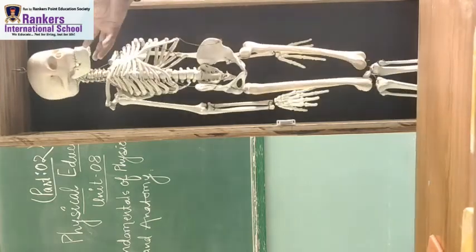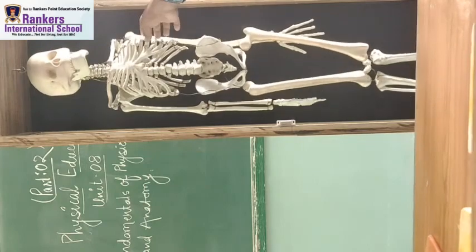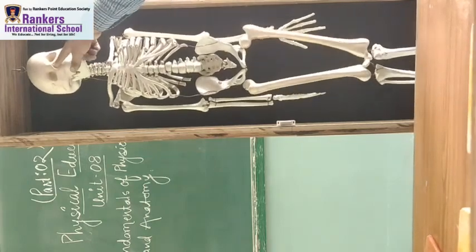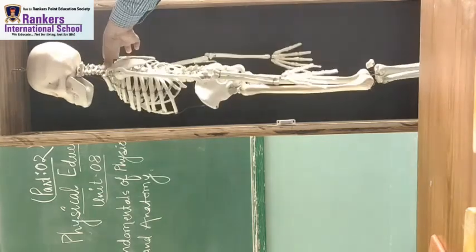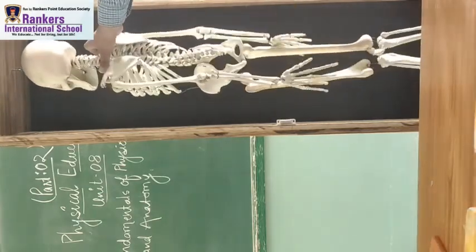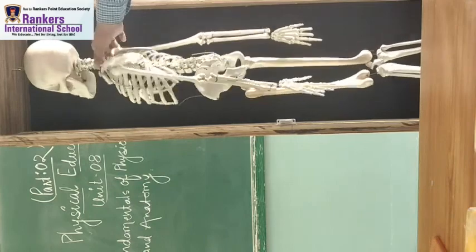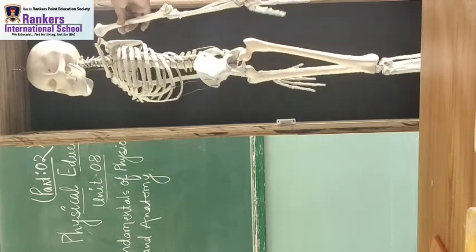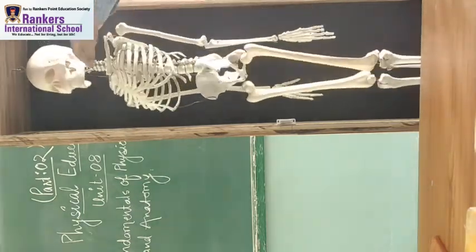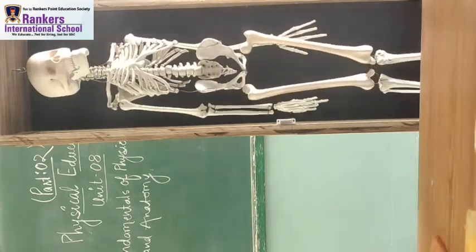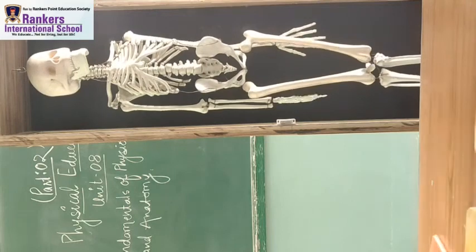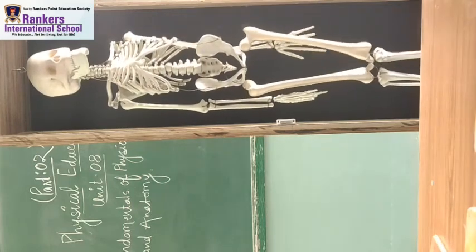If you talk about ears, we have cartilages. In the nose we have cartilages. If I turn it back, you can see the backbones, the vertebral columns, and the shoulder joint. So you can easily understand dislocation and various kinds of things. There are so many things we need to know.